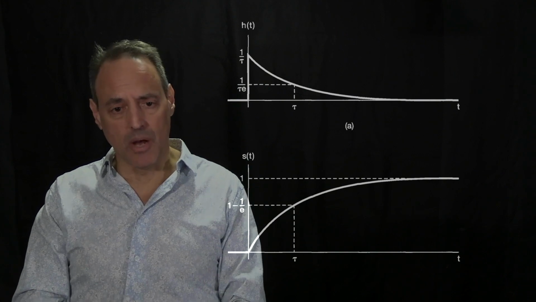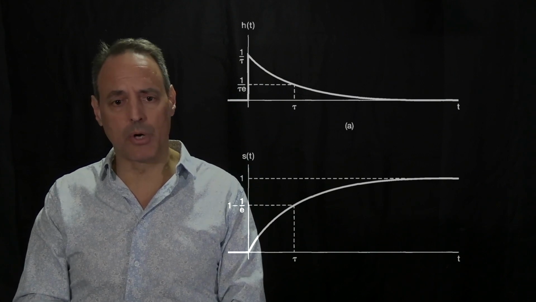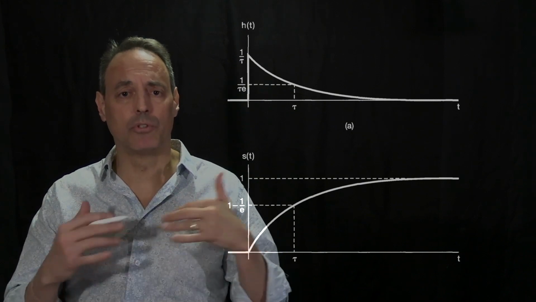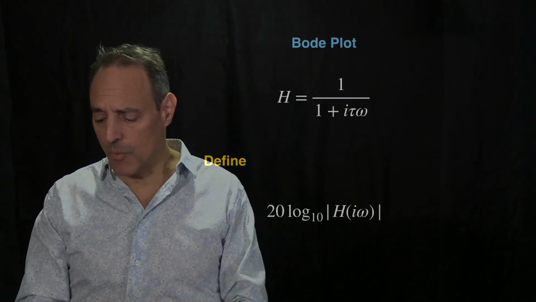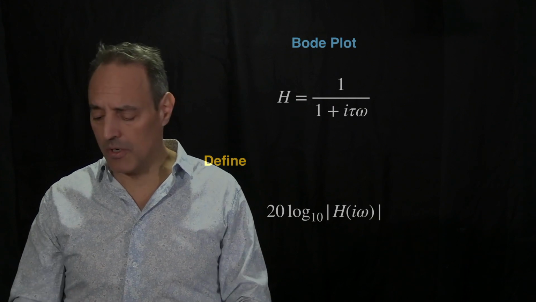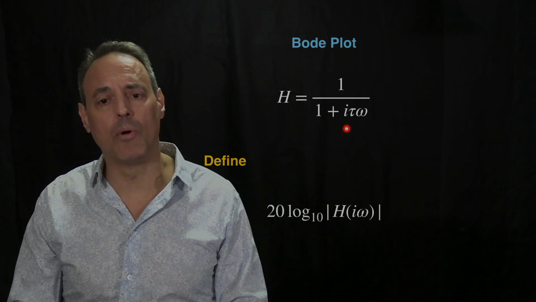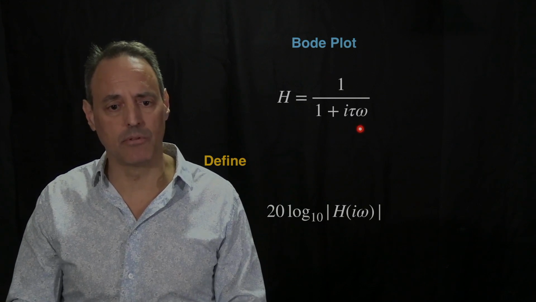Okay, so now what we're going to do is look at this a little bit more carefully. This is a very simple problem, but now we're going to start looking at this from the point of view of what's called a Bode plot. And so for the Bode plot, you're going to take your response to this function, which we already derived, which is 1 over 1 plus i tau omega. Here it is in the frequency domain.